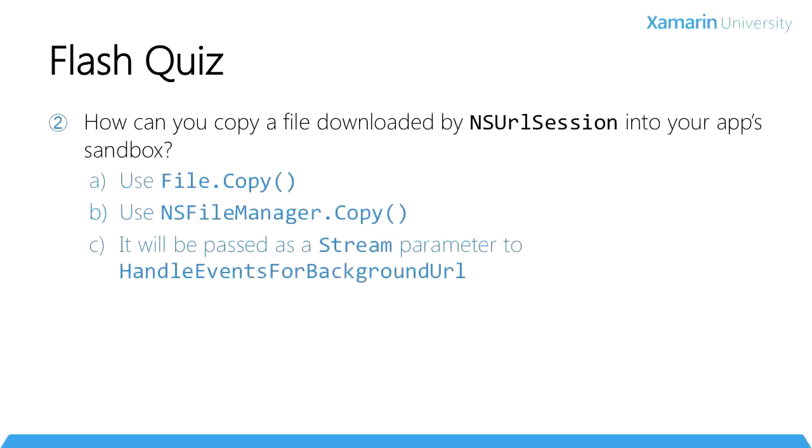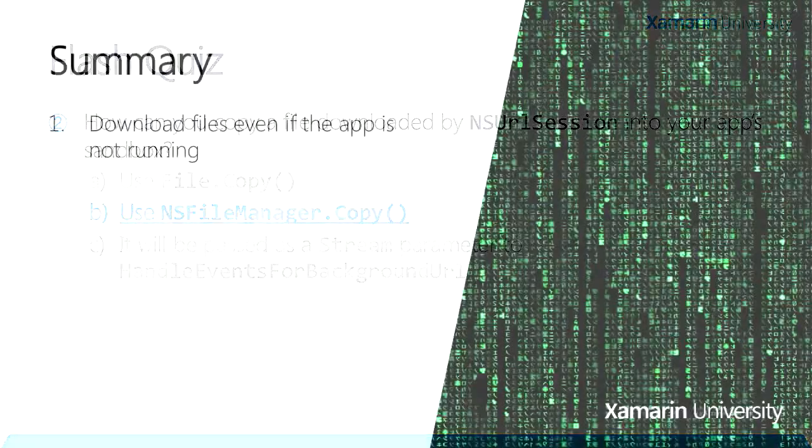Question number 2. How can you copy a file downloaded by NSURL session into your app sandbox? A. Use file.copy. B. Use nsFileManager.copy. Or C. It will be passed as a stream parameter to handle events for background URL. The correct answer here is B. You have to use nsFileManager.copy. That's the only API that can access this app location outside of the app sandbox.